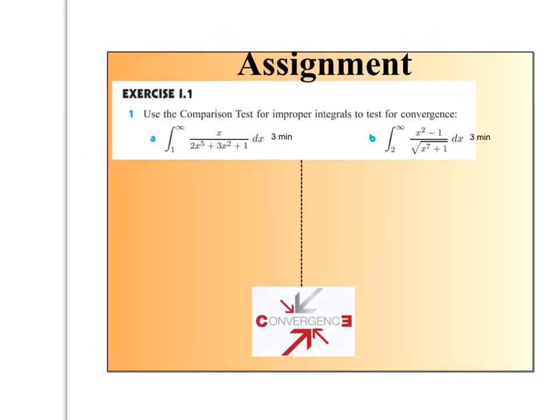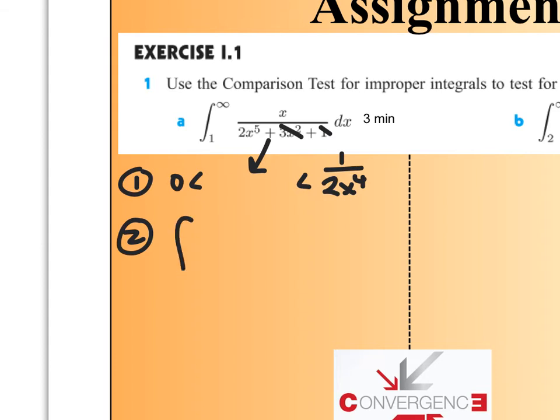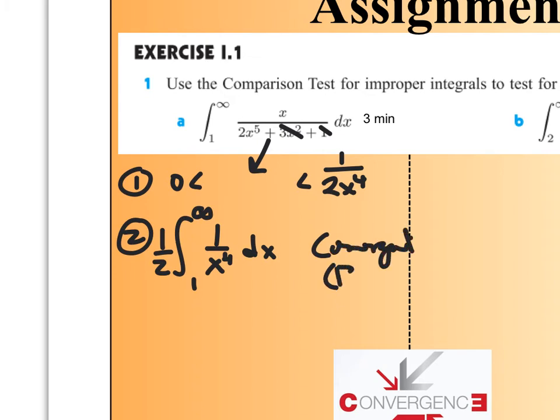I want to go back a slide. Actually, I'll do one of these, and then I'll add a slide and do the one I really wanted to work through. So let's do step 1 here. We want this function, I'm not going to write it out, to be less than something. I'm going to ignore and reduce. Looks to me like I'll get 1 over 2x to the 4th. Step 2, integral from 1 to infinity, I'm going to pull that 1/2 out, so that'll be 1 over x to the 4th dx. Is that going to converge? Yes, that'll be convergent by p-series.